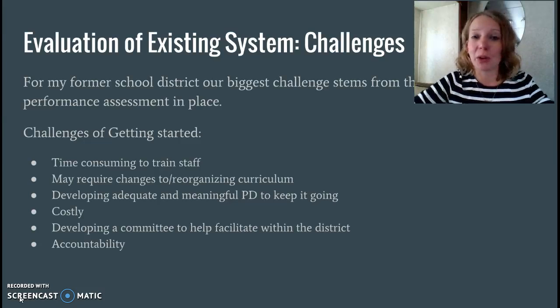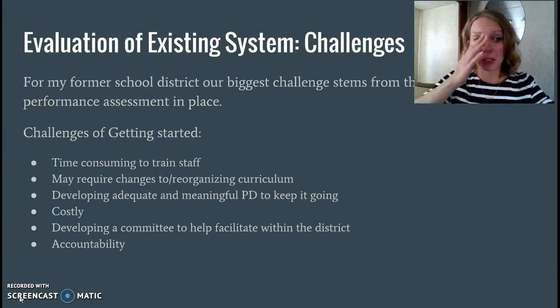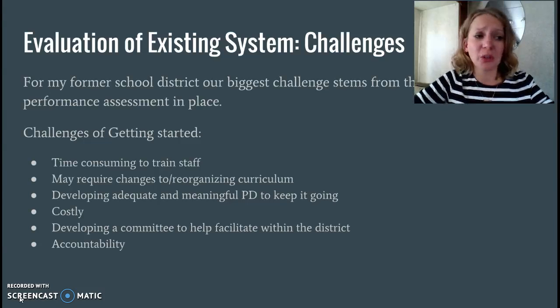The implementation may require changes to curriculum or require curriculums to reorganize their structure. There would need to be an adequate amount of time at each PD to make sure that our work is meaningful and that everybody is continuing to stay on track. As with adapting any new program, there is a cost associated. And to make sure that it moves smoothly, there would need to be leaders to turn to. And so the development of a committee within the district and the need for representatives at each building would probably need to be put in place.